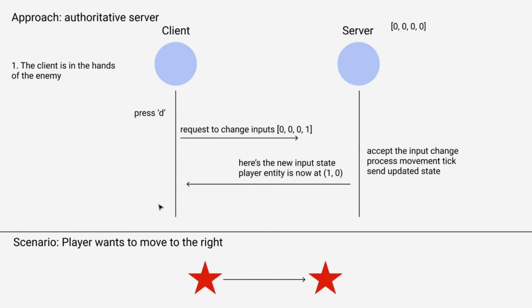So we need to add some feature that'll allow the client to show the user some amount of smooth movement, even though it's waiting for this whole loop back to happen, right? So that feature is going to be called client-side prediction, and that's what we're going to talk about in the next video.